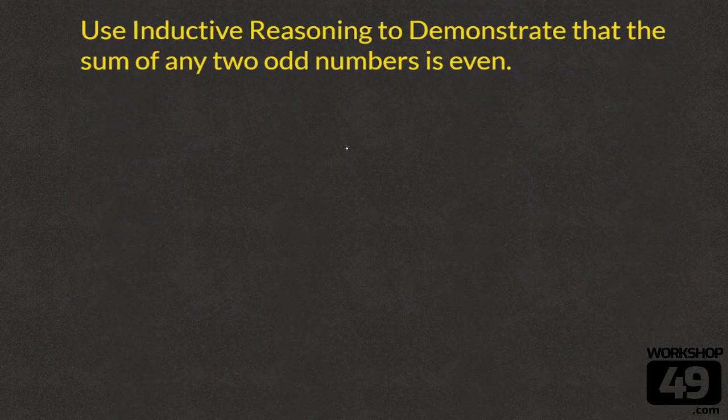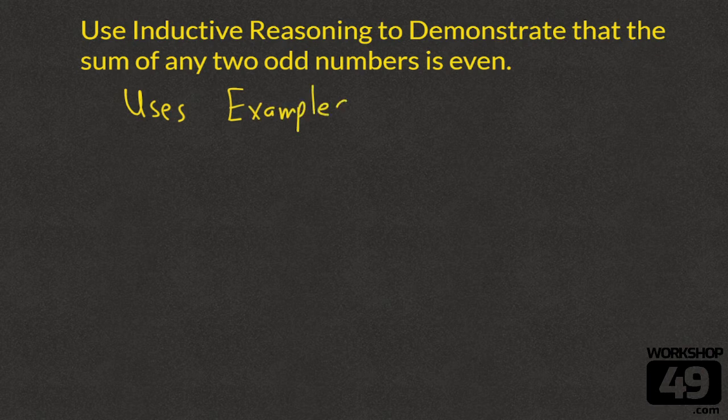Scroll up here, and this time we're going to use inductive reasoning to demonstrate that the sum of any 2 odd numbers is even. All right, well, let's try this out. Any 2 odd numbers. This uses examples. Inductive reasoning uses examples. Is it 100% true? No. Can we make a quick and probably decent educated guess? Absolutely.